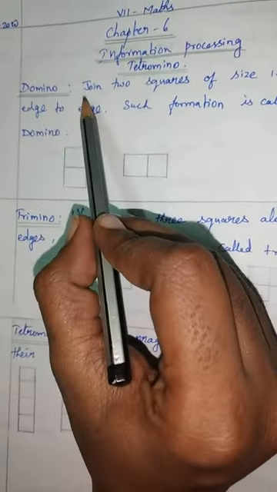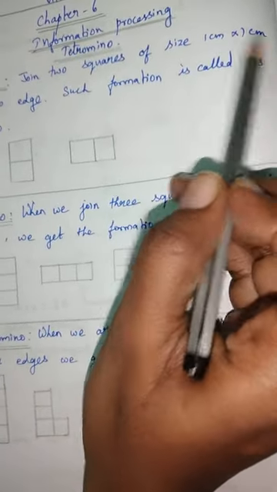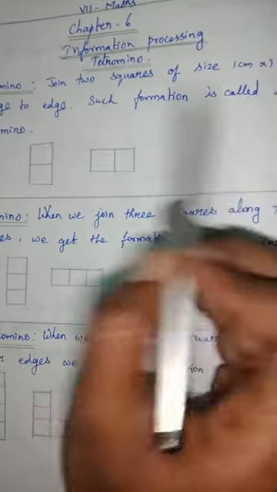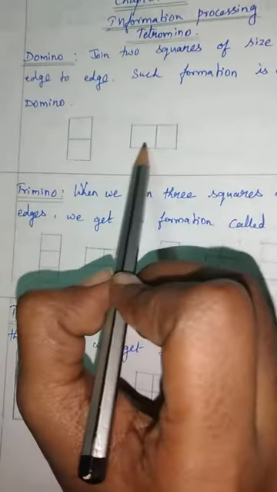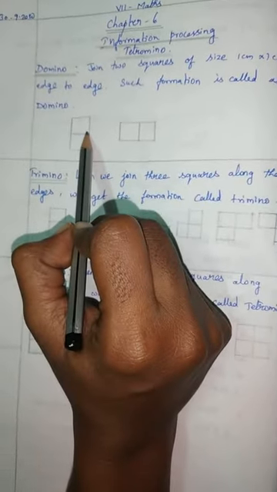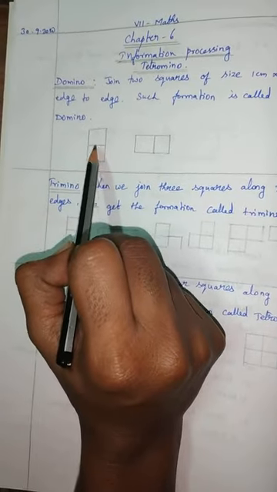Domino is joining two squares of size 1 centimeter into 1 centimeter, edge to edge. Such a formation is called a domino. This is the example for domino. These are the squares of 1 centimeter into 1 centimeter. Here the two squares are joined with their edge.